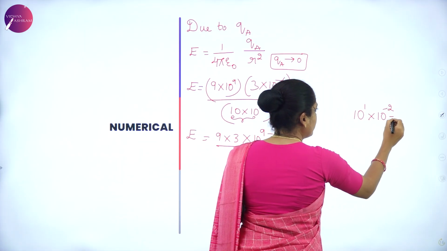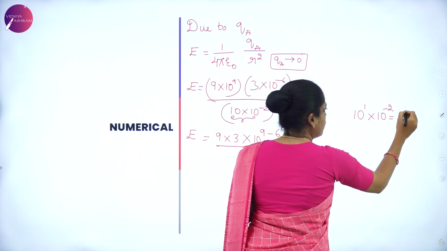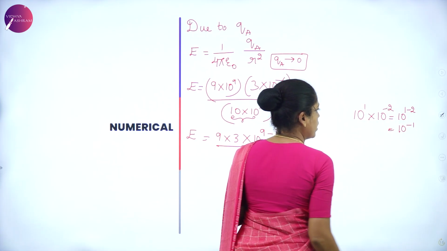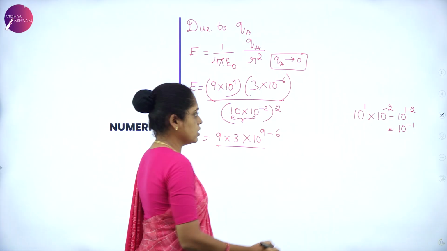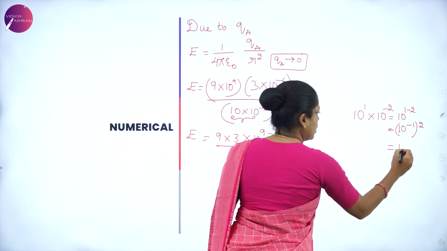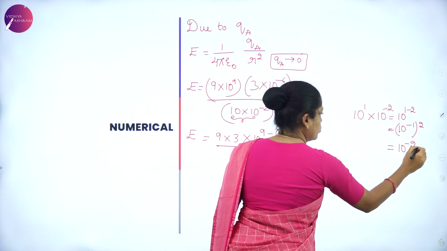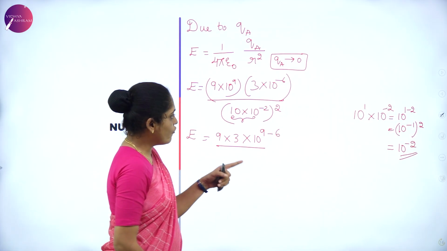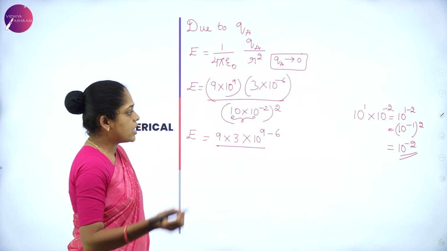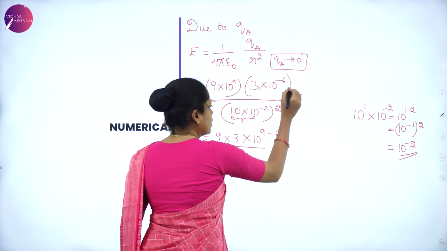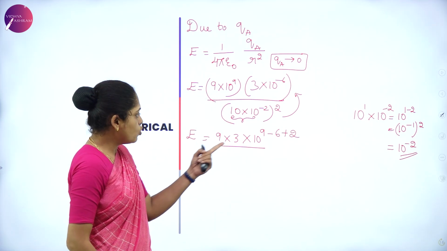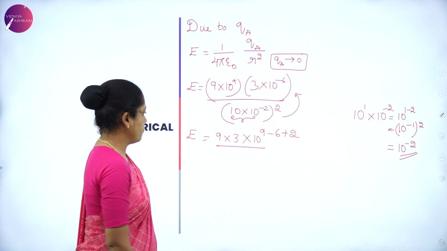Now on simplifying this, 10 power 1 minus 2 is equal to 10 power minus 1. And we need to square it. Yes, let us square this, which is equal to 10 power minus 2. Yes, the answer of the denominator is 10 power minus 2. When I take that to numerator, then it becomes plus 2. So the plus 2 is considered in the numerator.